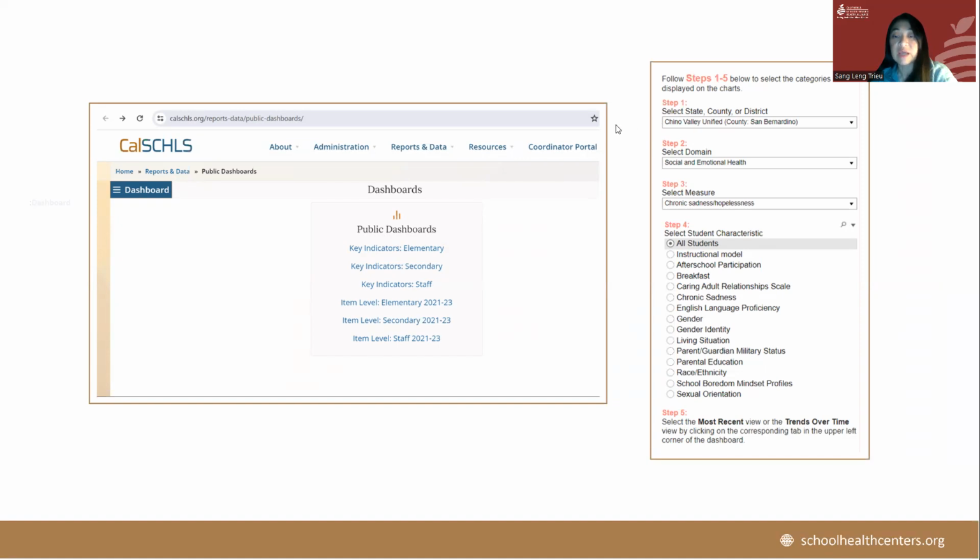And when you get to that dashboard, you're able to parse out the data either by statewide or county or district, and then the domain, what specific areas of health you want to look at, and then to actually select the type of measure you want. So here we are looking at Chino Valley Unified, which is in the county of San Bernardino, and we want to look at their social emotional health, and more specifically, chronic sadness and hopelessness for all students.